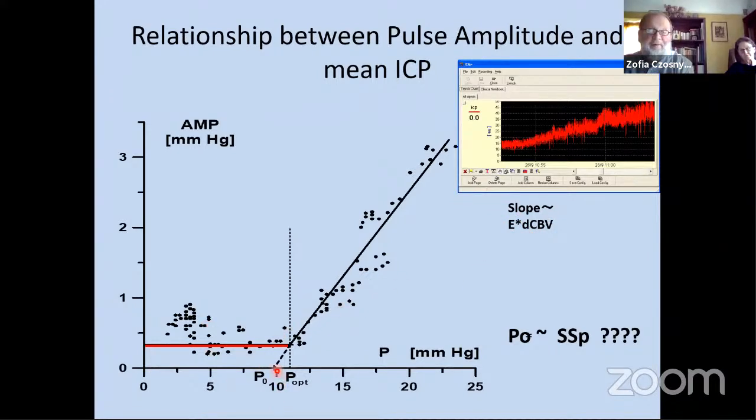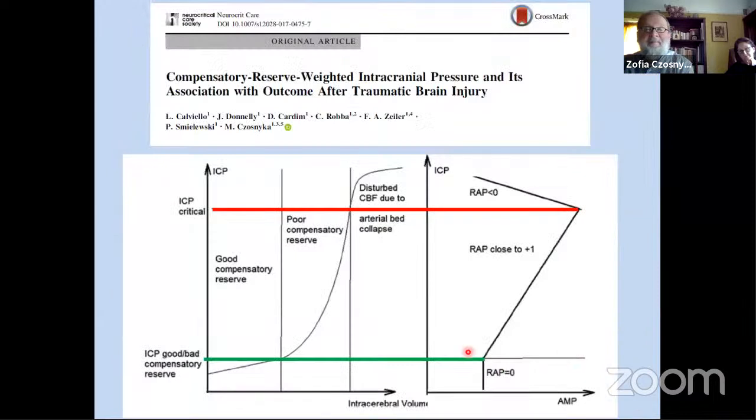This intercept point is equal to the so-called P0 parameter from the model, and we take this as an estimator of sagittal sinus pressure. But the pressure-volume curve is more complicated than that. Above a certain intracranial pressure level, which we call critical ICP, it bends to the right.